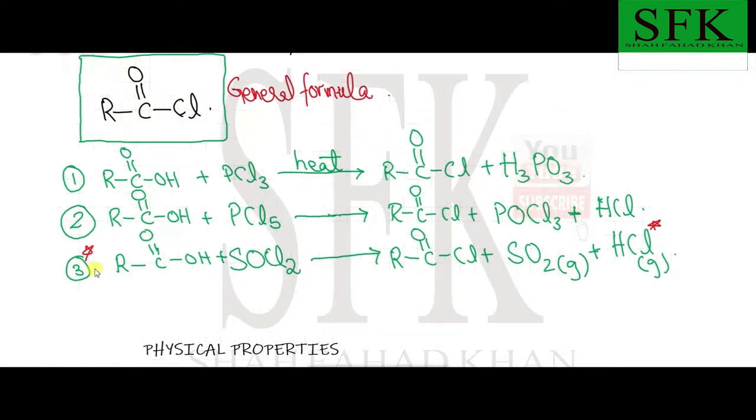Okay, then the third reaction is reaction of the carboxylic acid with SOCl2, thionyl chloride. This gives off acyl chlorides, sulfur dioxide gas, and fumes of HCl also in the gaseous form. Since both the byproducts are in the gaseous form, they'll escape, and we'll get our acyl chloride as the only product in the third reaction. So therefore this reaction is considered the best for preparation of acyl chlorides.